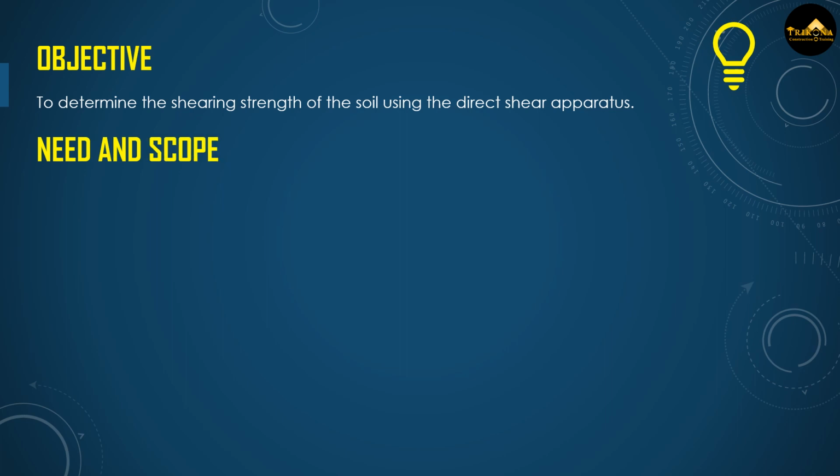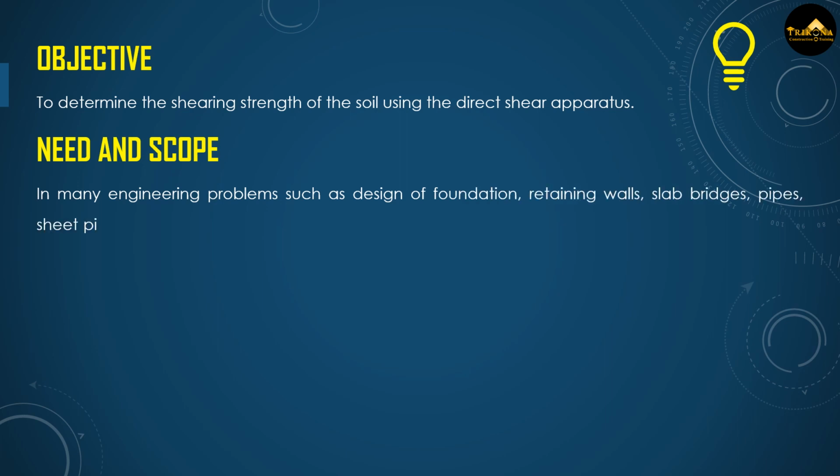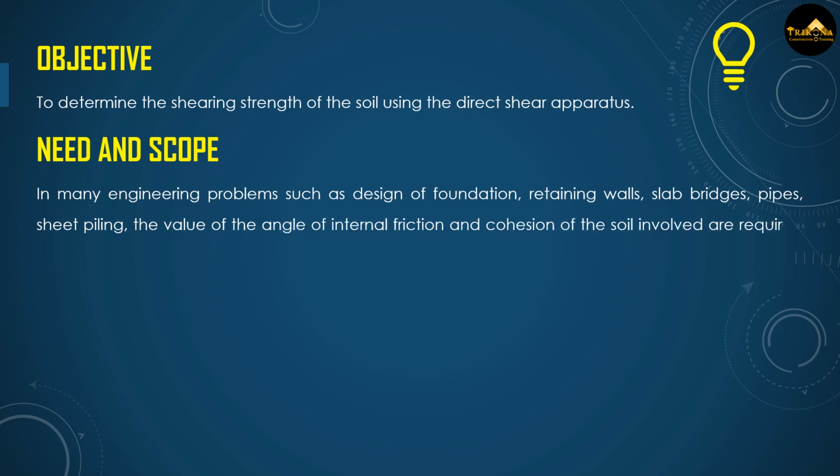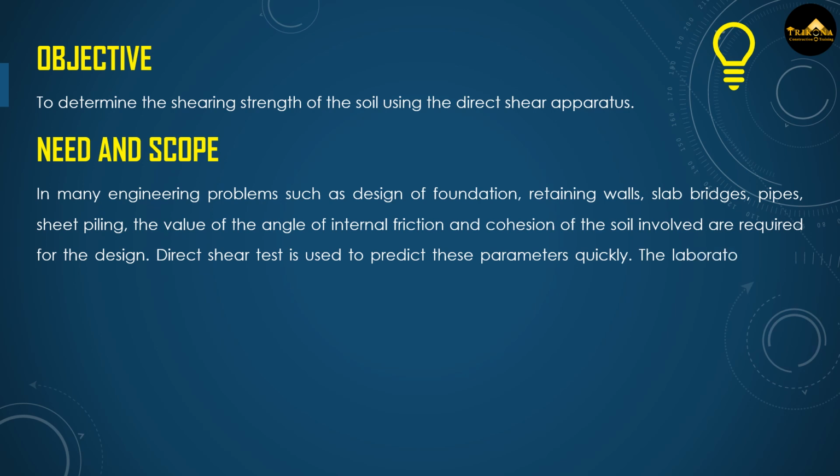Need and scope. In many engineering problems such as design of foundation, retaining walls, slab bridges, pipes, sheet piling, the value of the angle of internal friction and cohesion of the soil involved are required for the design. Direct shear test is used to predict these parameters quickly. The laboratory report covers the laboratory procedures for determining these values for cohesionless soils.